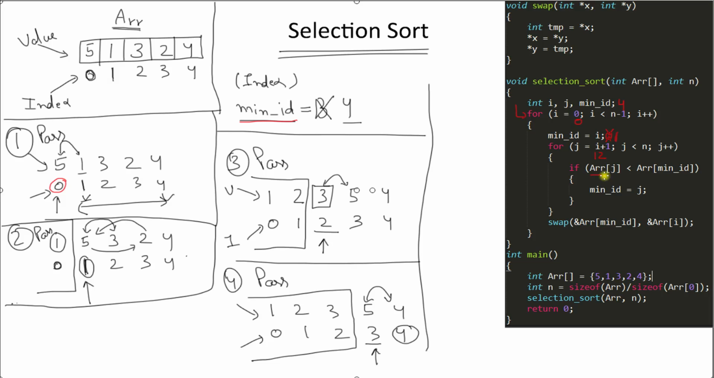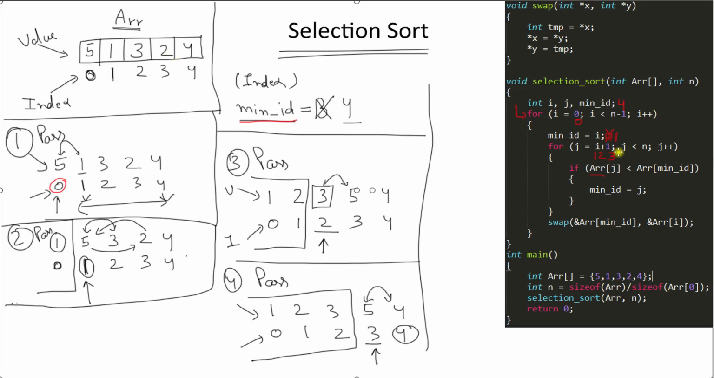Then we'll again come back and check here. Array second position is less than array's minID position, and minID is 1. So the first location will be compared to the second location. So this will be compared with this one. Is this greater than this? No, it is not. So we will not go inside and minID will not change. Then j plus plus, then j will become 3 here. Then we'll again compare this 3 with 1. Is this greater than this? No. Then we will not change.